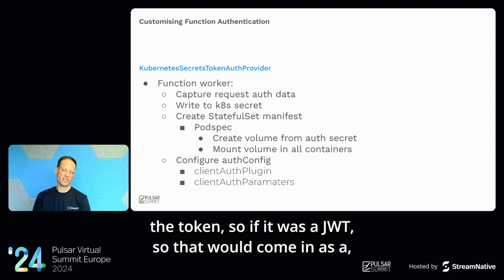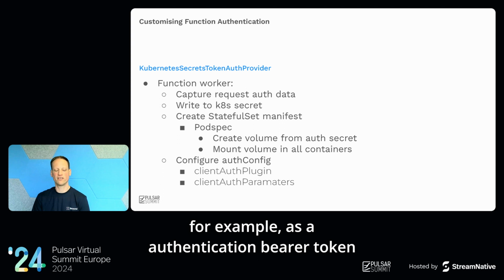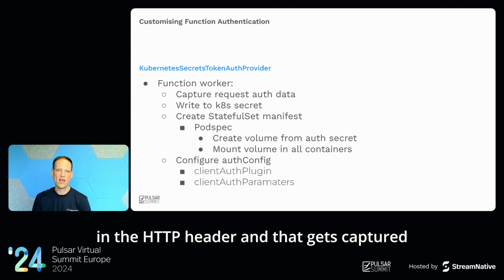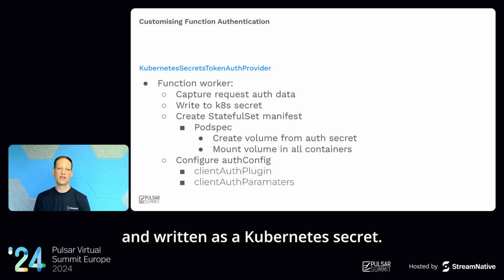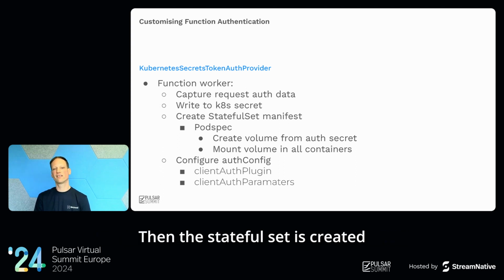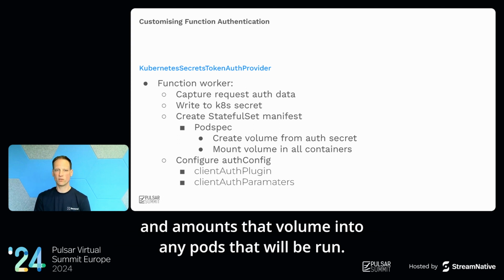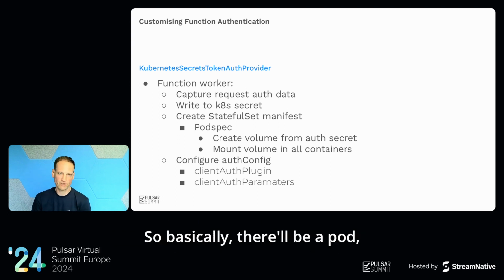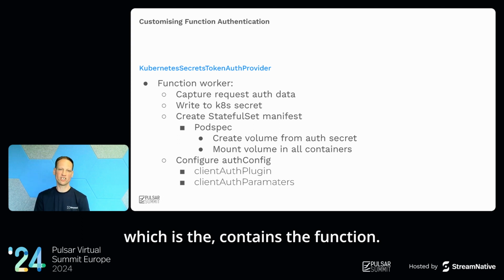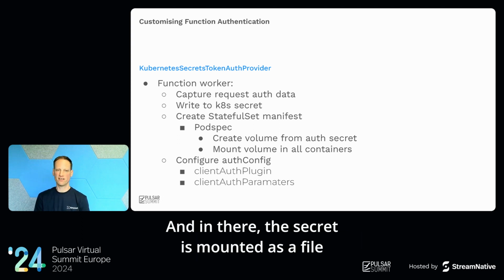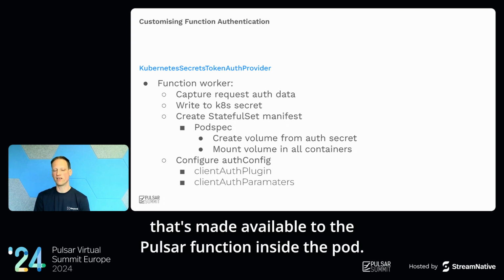So if it was a JWT, that would come in, for example, as an authentication bearer token in the HTTP header. That gets captured and written as a Kubernetes secret. Then the stateful set is created that creates a volume from this secret and mounts that volume into any pods that will be run. So basically there'll be a pod which contains the function, and in there the secret is mounted as a file that's made available to the Pulsar function inside the pod.